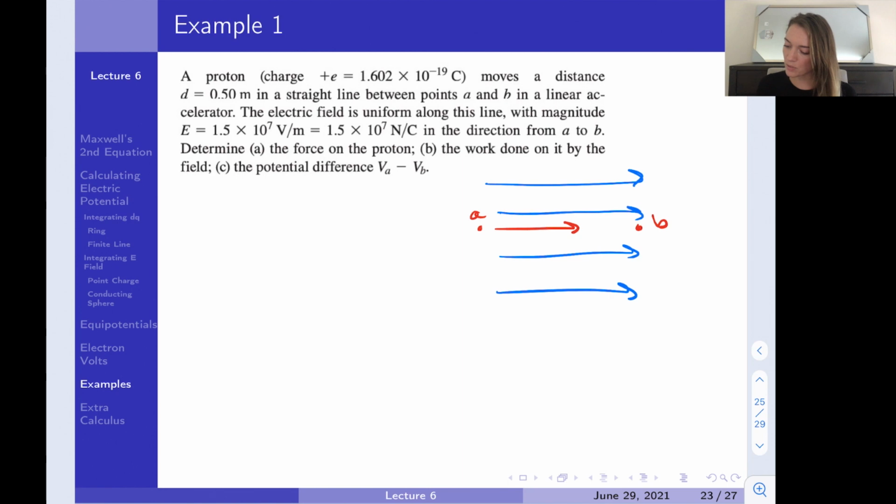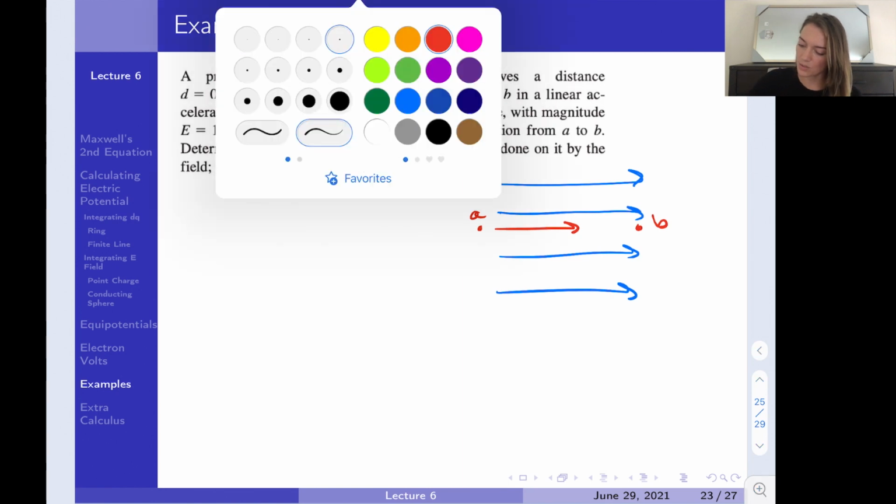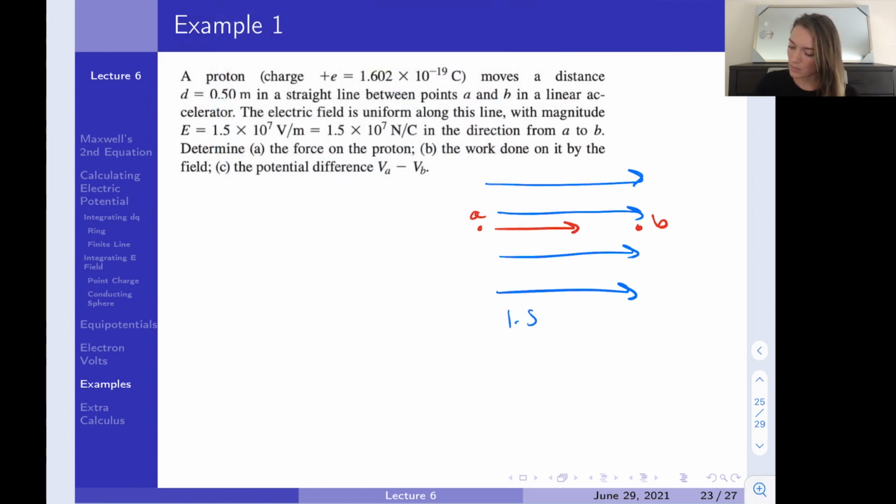The electric field is uniform along this line with magnitude 1.5 times 10 to the 7 volts per meter, or let's write it in newtons per coulomb. And the electric field is also oriented from A to B. So determine the force on the proton.